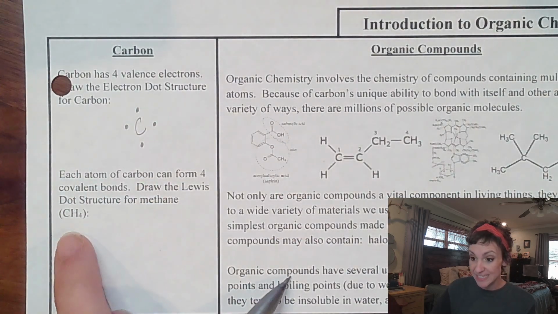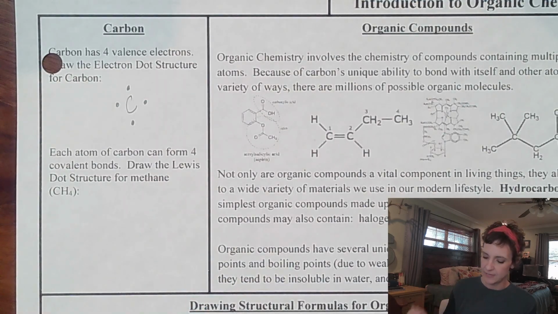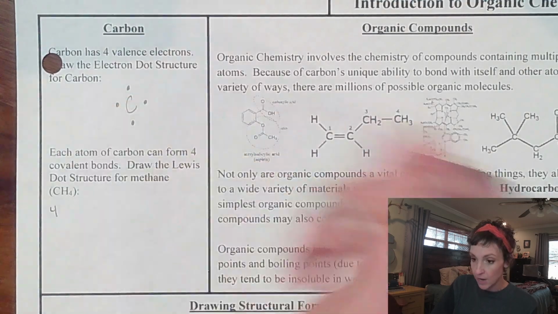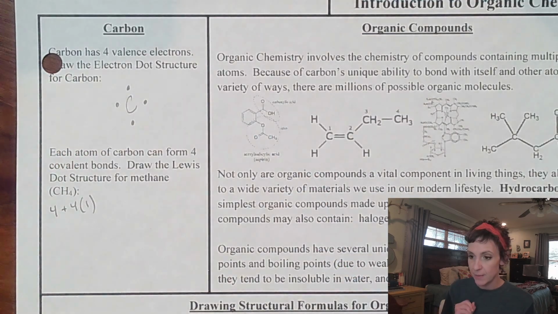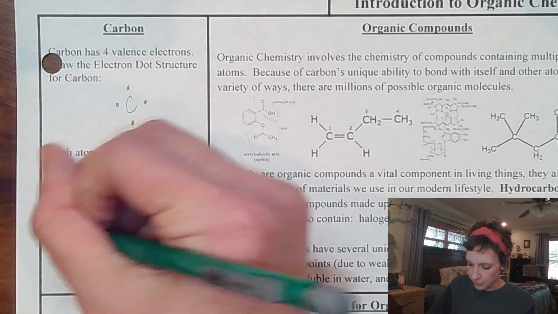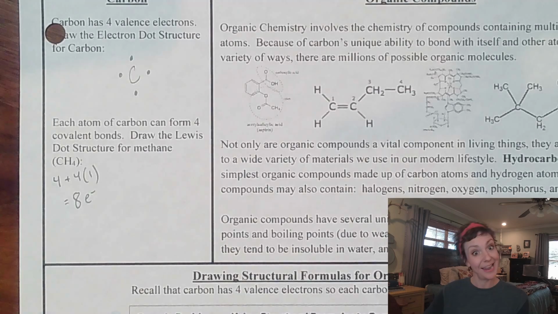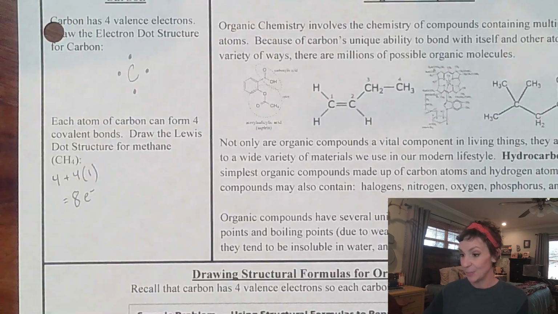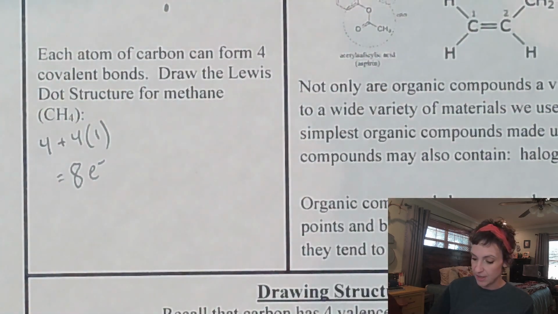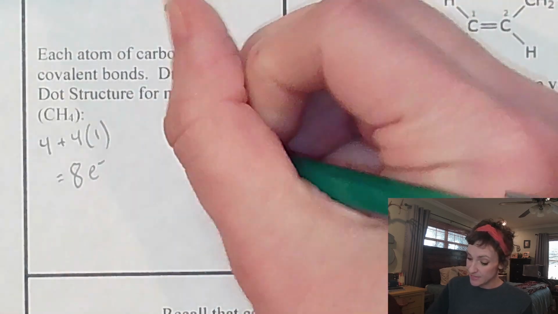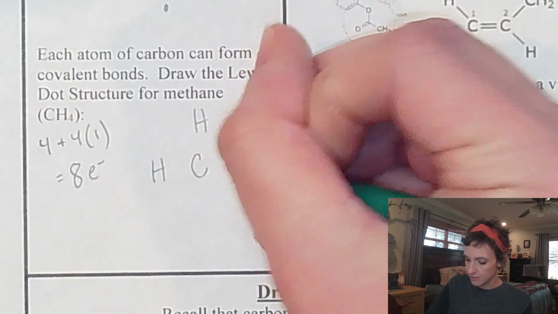So we first count up the total valence electrons available to be shared between all of these atoms. Carbon has 4, and each of my hydrogens, which I have 4 of, has 1. So my total number of valence electrons to distribute throughout this molecule is 8. I'll zoom in a little bit here for our Lewis dot structure for methane. I'm going to put my central atom, carbon, in the center, and my outer atoms on the outside, which are my 4 hydrogens.